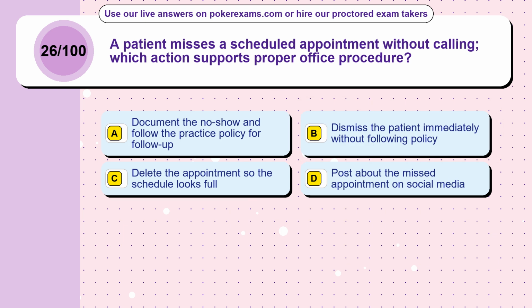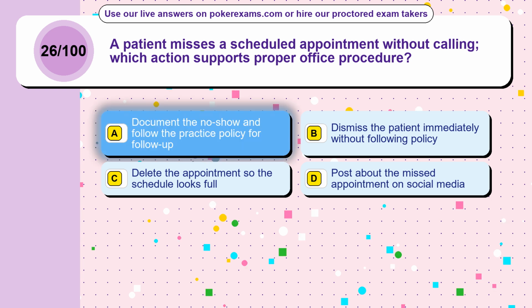Question 26. A patient misses a scheduled appointment without calling. Which action supports proper office procedure? Option A. Document the no-show and follow the practice policy for follow-up. Option B. Dismiss the patient immediately without following policy. Option C. Delete the appointment so the schedule looks full. Option D. Post about the missed appointment on social media.